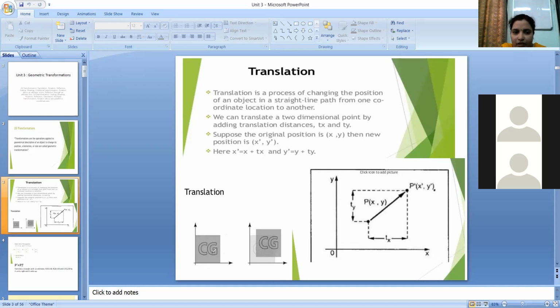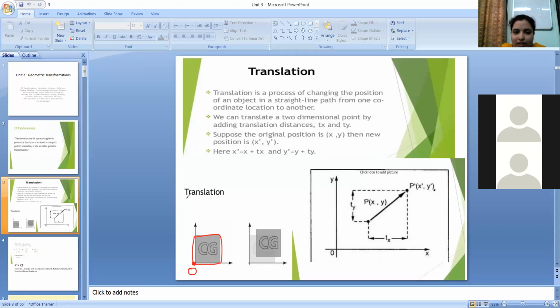Consider this diagram. In this diagram, this box on which CG is written, or this paper, you can see is a two-dimensional entity. It is placed with one of its vertices at the origin. This is a two-dimensional paper, and this is your object.